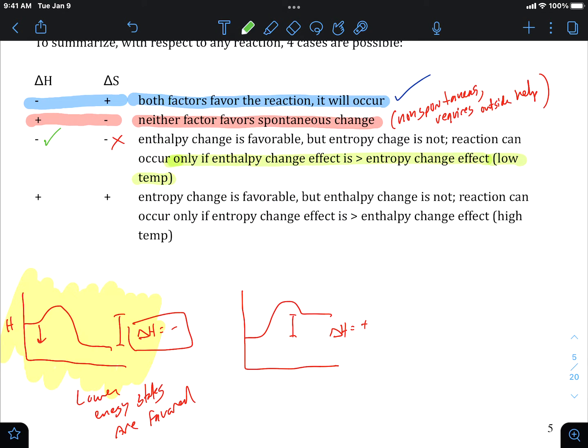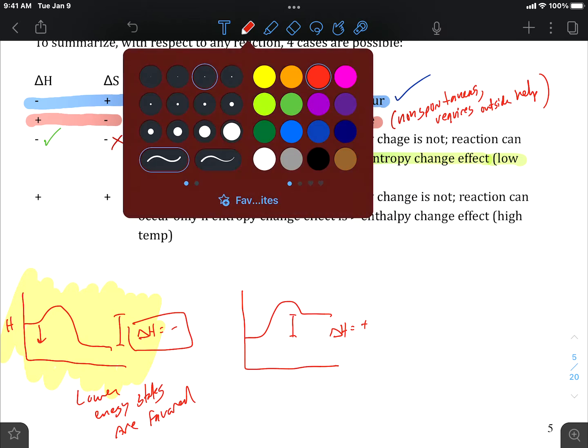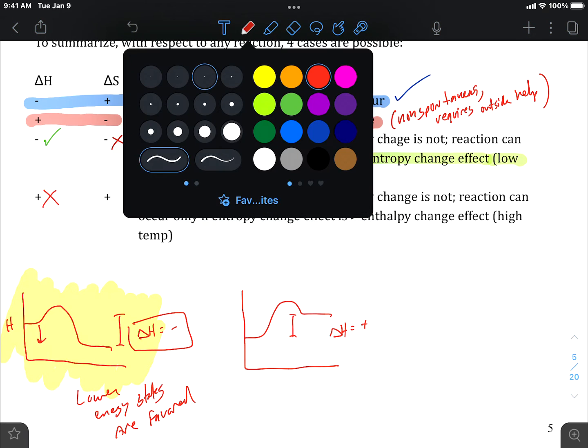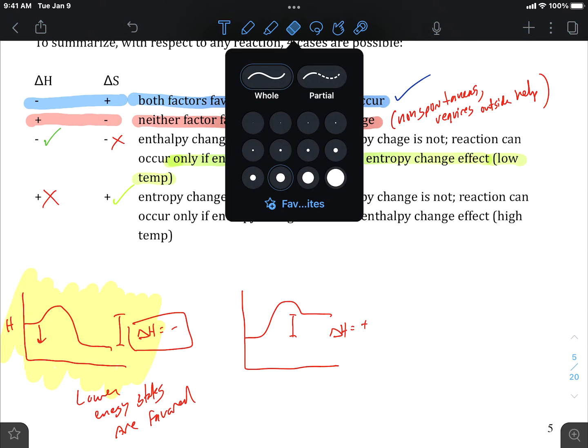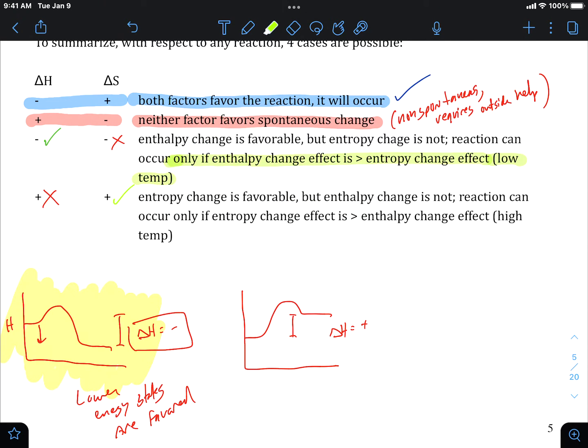Okay, last case scenario. Your enthalpy is positive. That is not favored, but your entropy is. So you have two competing factors again. How could this happen? Well, this will happen when the entropy effect is greater than the enthalpy effect, and that occurs at high temperatures.